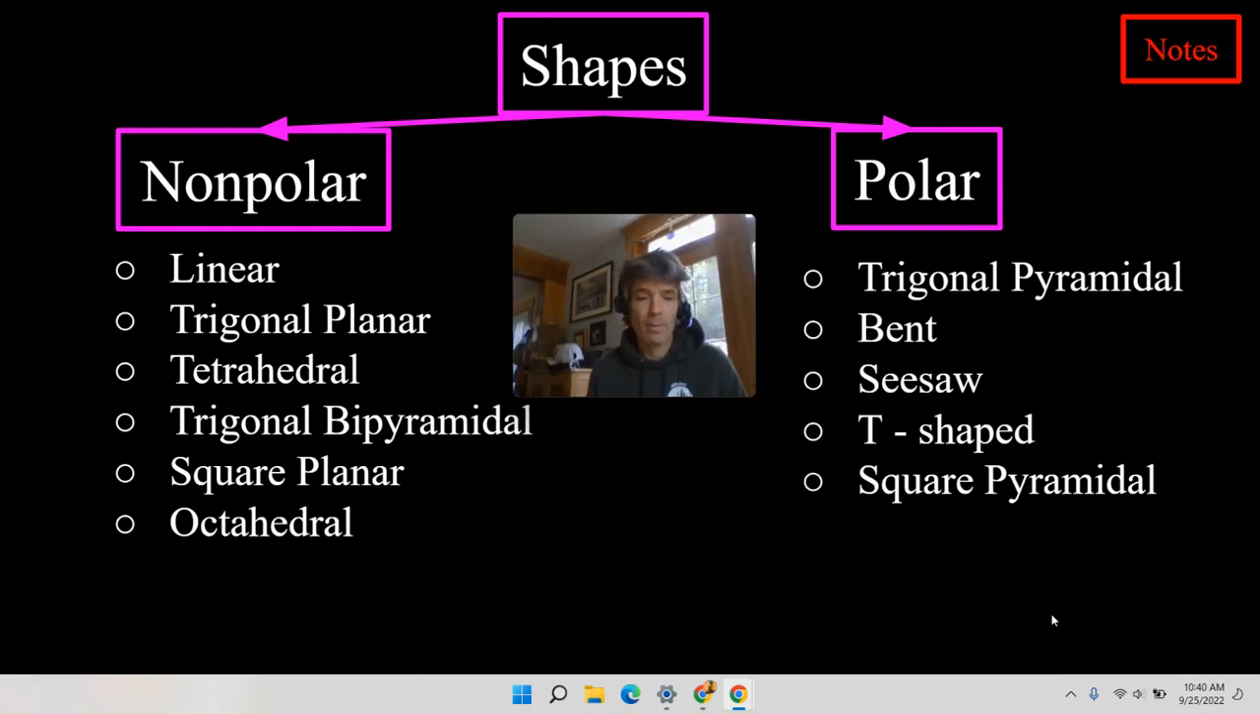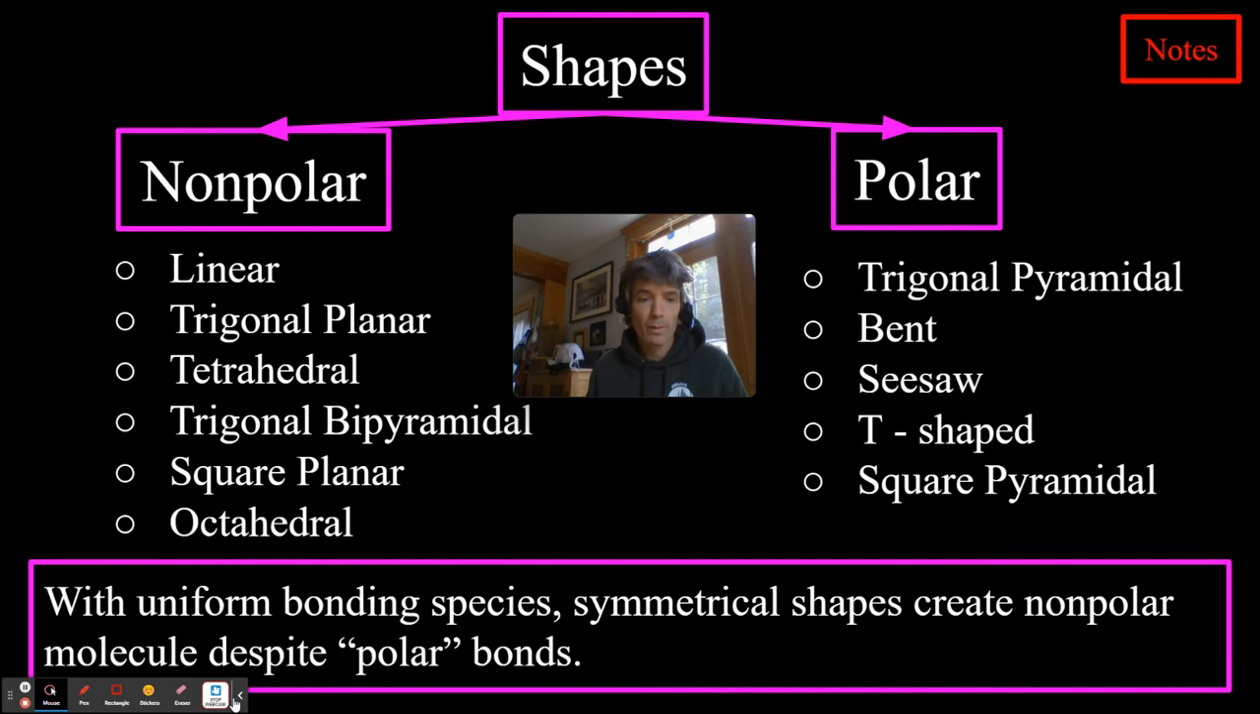And one thing to remember with these nonpolar shapes: all the species need to be the same for you to end with a nonpolar molecule. And that is the video.